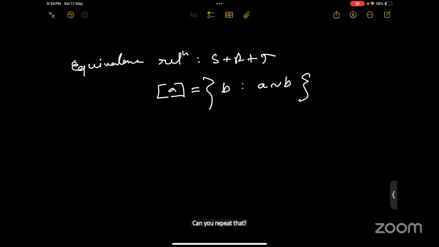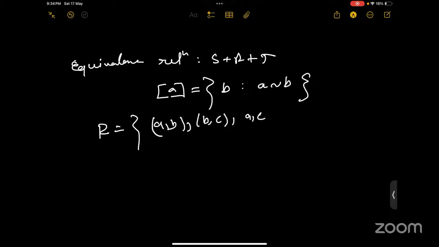That means if I have that A is related to B, okay. So suppose you have an equivalence relation and AB, BC, AC is there. AA.